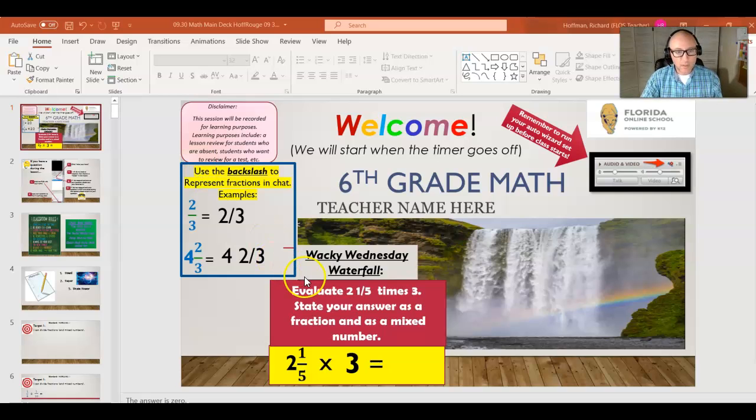All right, so this is the Bell Ringer Wacky Wednesday Waterfall. Evaluate 2 and 1/5 and so on. So if you got it, you got it. Okay, good. If you don't, you don't. All right, let's roll. This is what you're going to be learning how to do today.